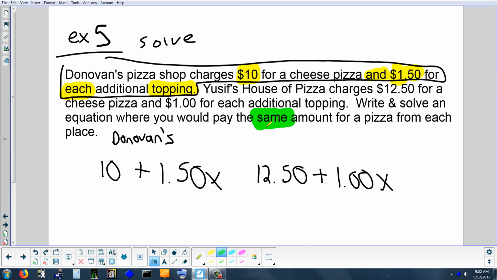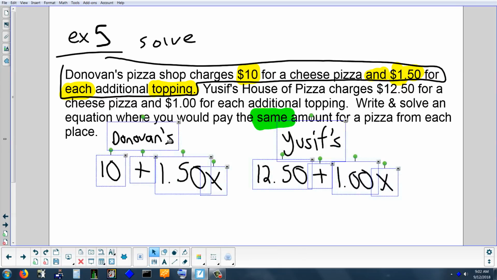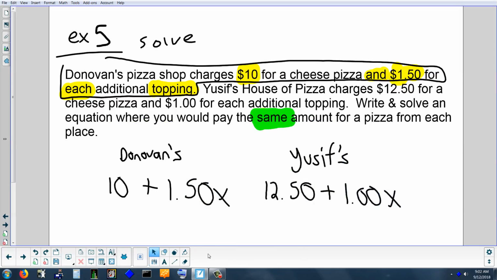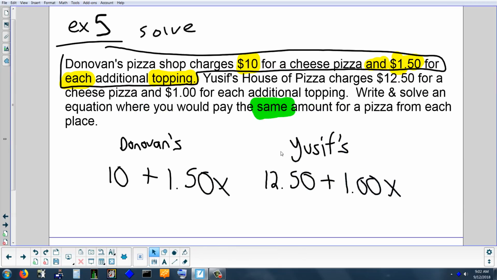All right, so then I want to put Yusuf's over here. You don't have to write this, I'm just showing you. There's Yusuf's. So Donovan just said, I agree with him, you're going to put an equal sign. Where? What do you think, Savannah? In between the 1.50x and 12.50. Yeah, because we want the value, like Mr. Hager highlighted in green, we want the value to be the same. Same means equal. Okay?